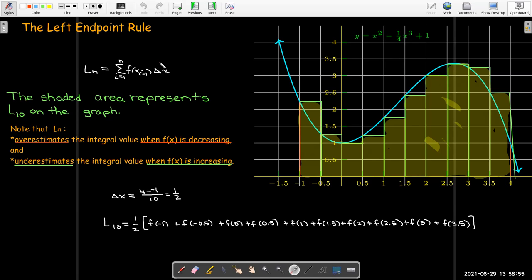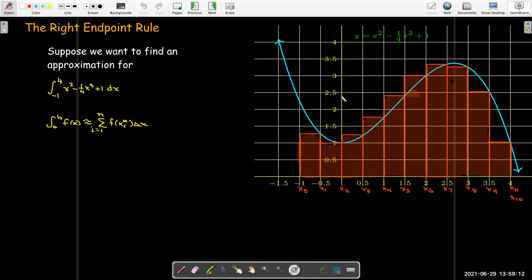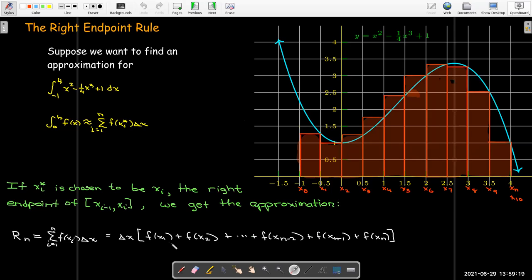And for our example problem, for this particular cubic polynomial, if I use the left endpoint to estimate the value of the definite integral, I get about 11.016. Instead of using the left endpoint, I could choose the right endpoint. And we'd get the following approximation.